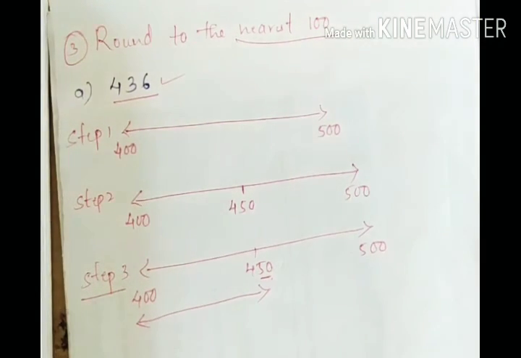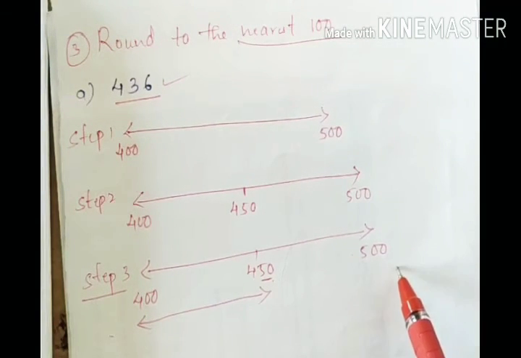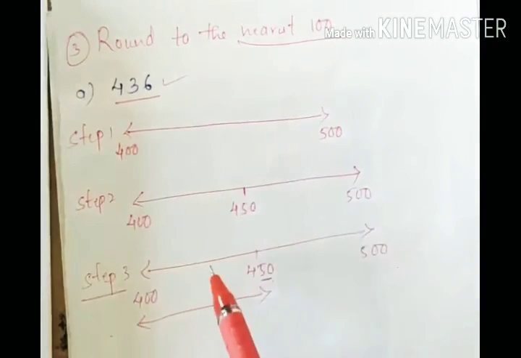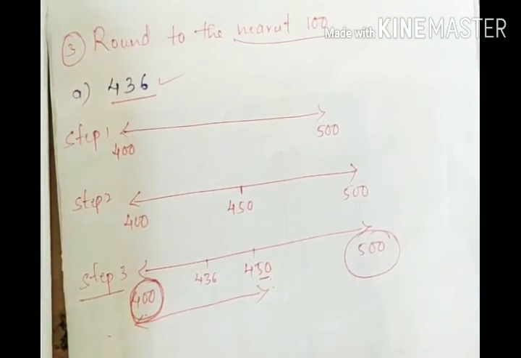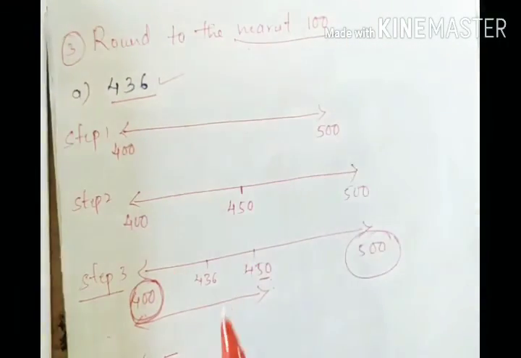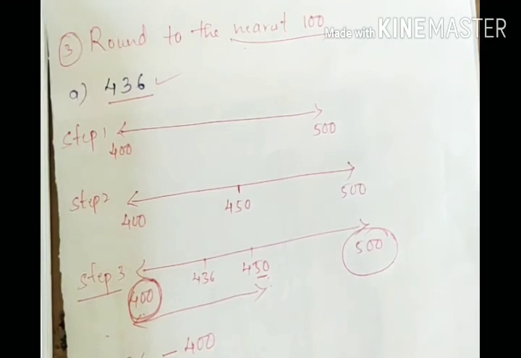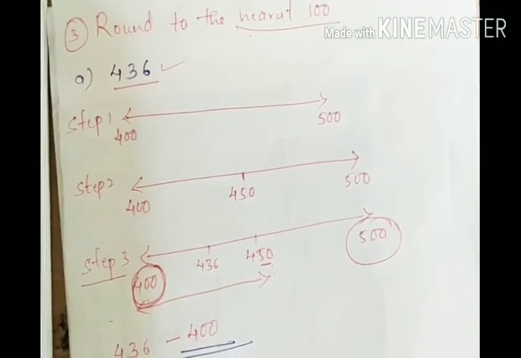So you tell me, is it near to 400 or is it near to 500? This number 436 lies between 400 and 450. So you tell me, is it near to this 100 or this one? Yes, your answer is right. So for 436, its nearest 100 is 400. Its nearest 100 is 400. Is that clear, my dear student?